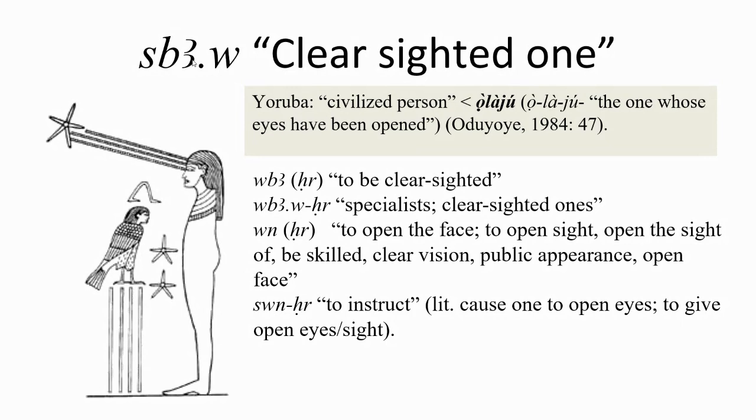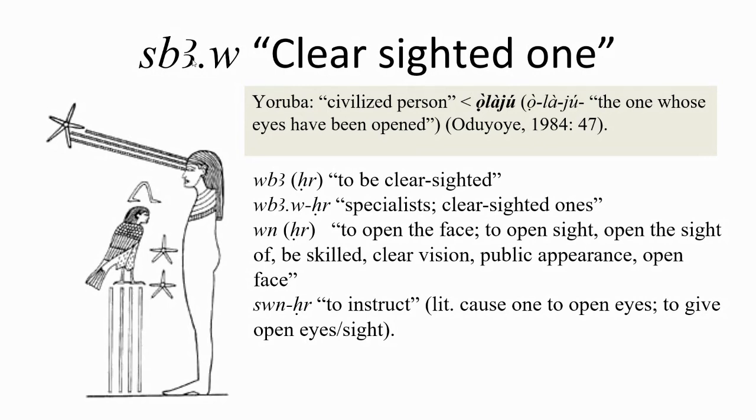So these are the educated and initiated folks. These are the specialists, ones who have open eyes, who have clear sight. And so that word her is a word for face or front. But it's used in terms of eyes, because the eyes are in the front. And so we have a different variation of this phrase called win her.